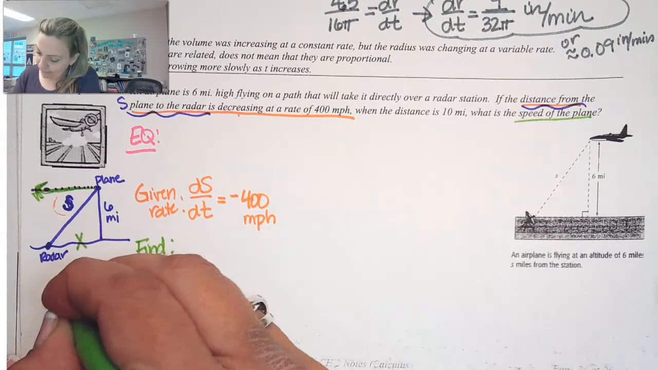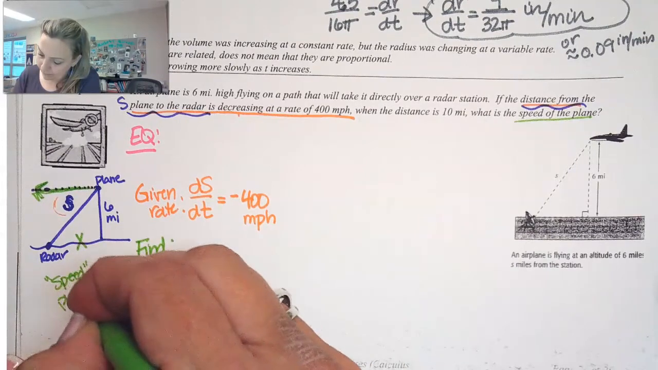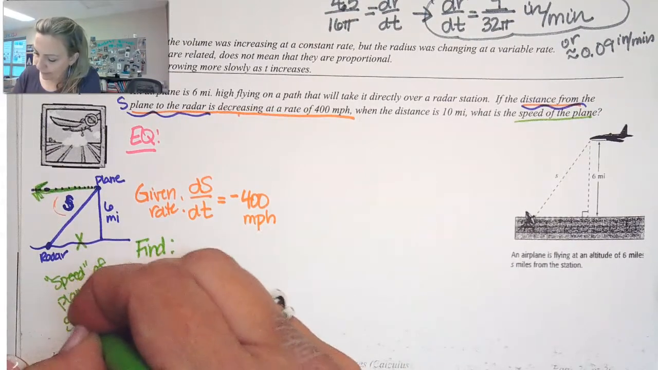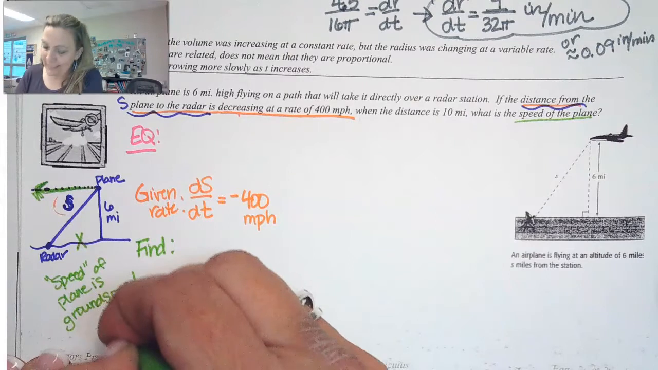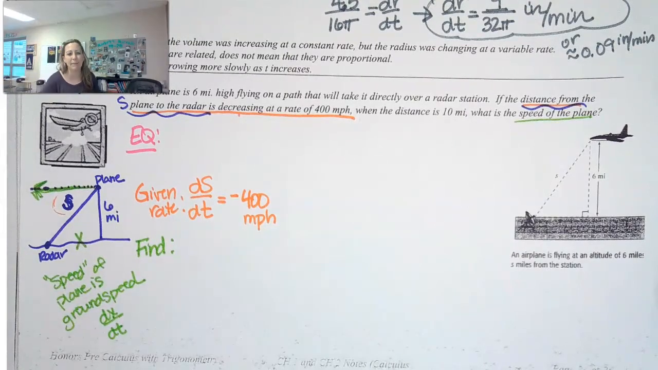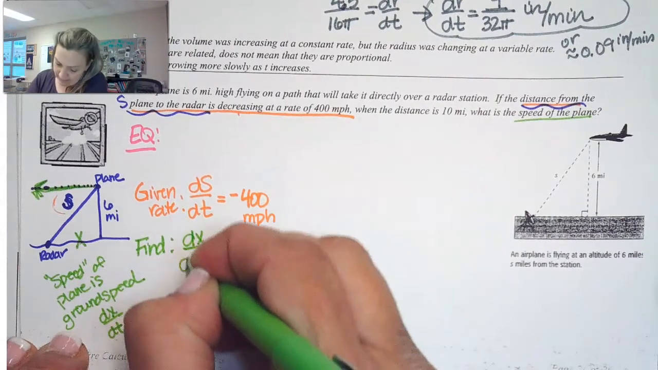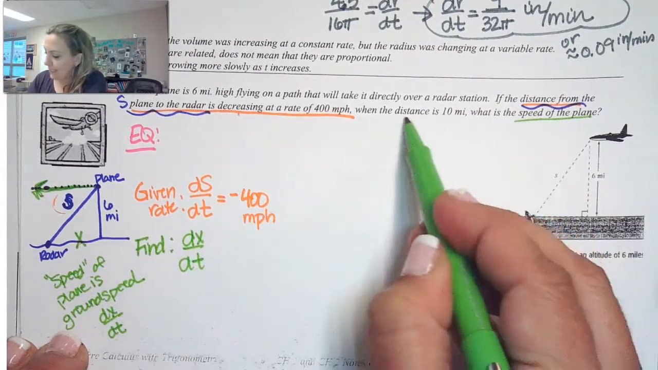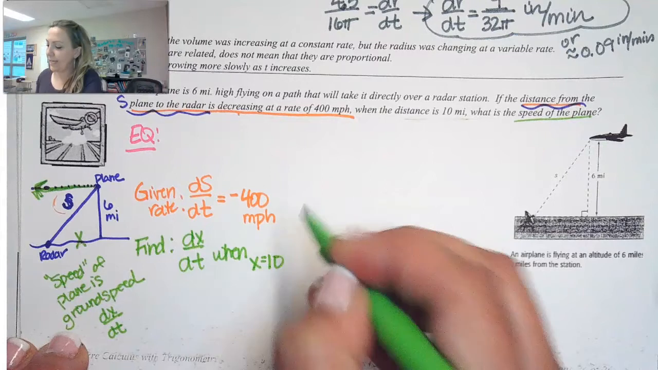And again, the speed of the plane is going to be the ground speed. And so we can call that maybe dx dt. Again, remember that velocity or speed is the derivative of a specific distance. And so again, we're just going to think about the ground speed, which could be the derivative of this specific distance x. So what we want to do is find dx dt, and specifically when the distance is 10 miles. So when our distance x is 10 miles.